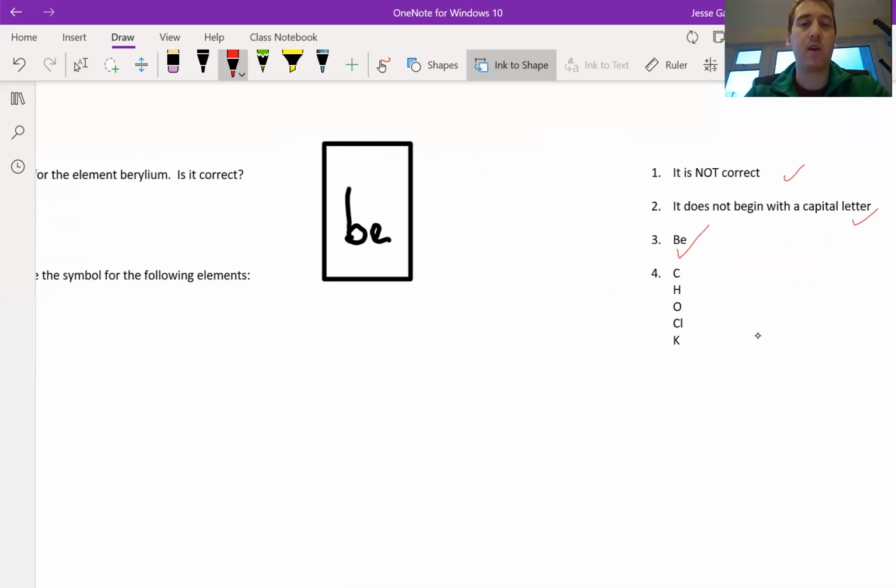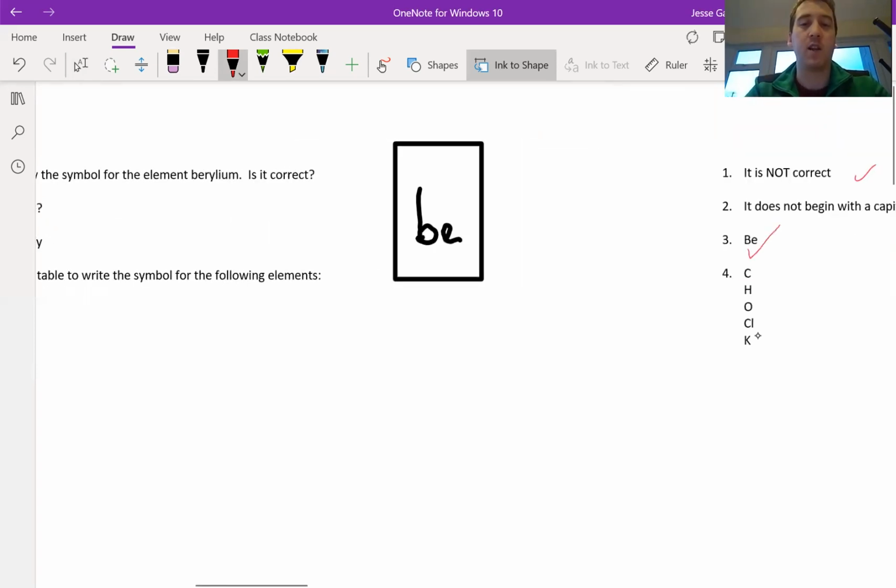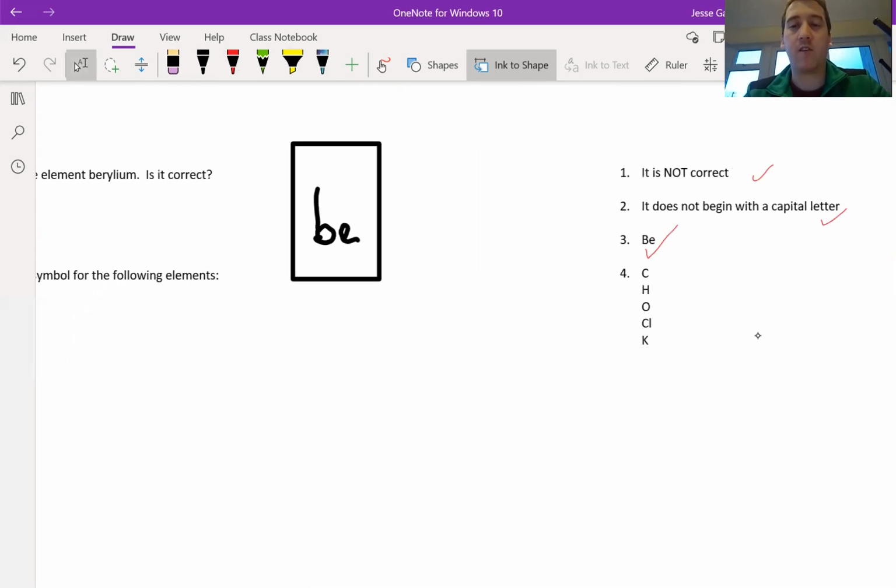And then you had to use your periodic table to write the symbols for the following elements. Now, you didn't have to put the box like I have. When you're writing the symbol, you don't really have to have it in a box. Just have it written out, the letter out. It's fine. So it's capital H for hydrogen, capital O for oxygen, capital C, lowercase l for chlorine, and then a capital K for potassium. Well done if you got that right. Make sure you have them corrected.